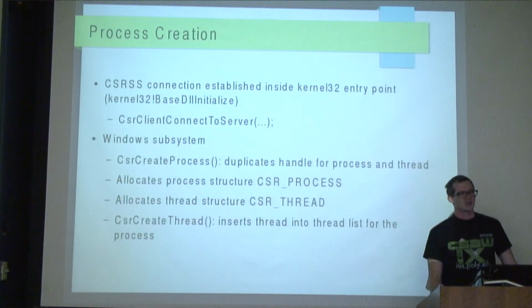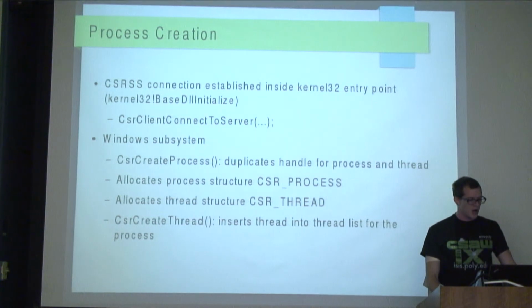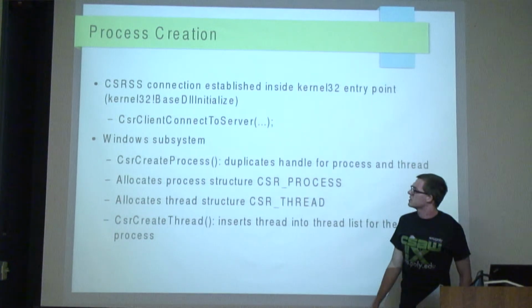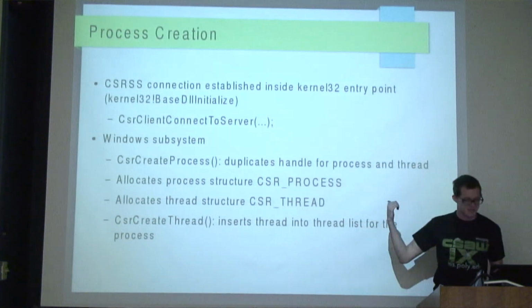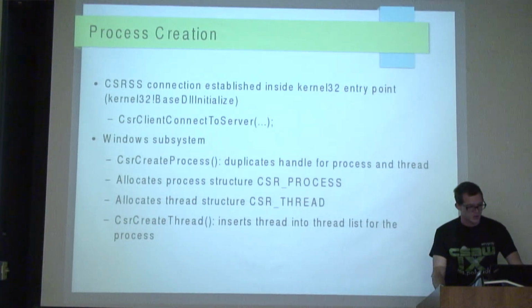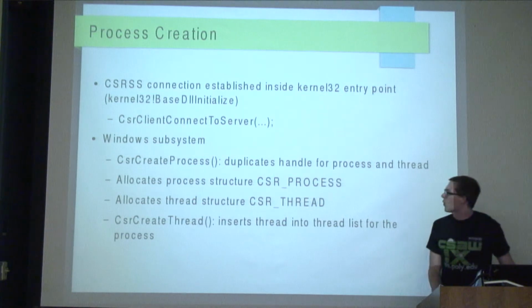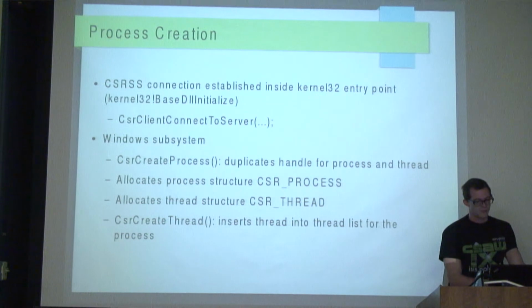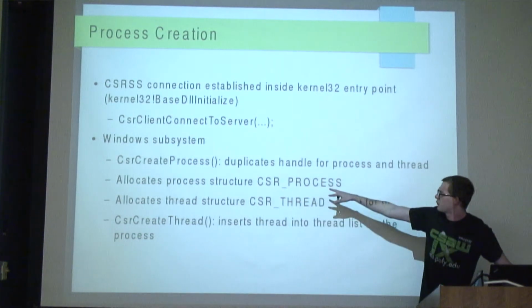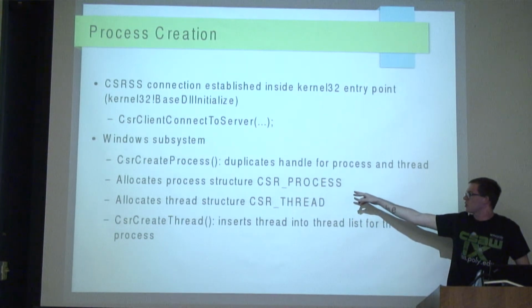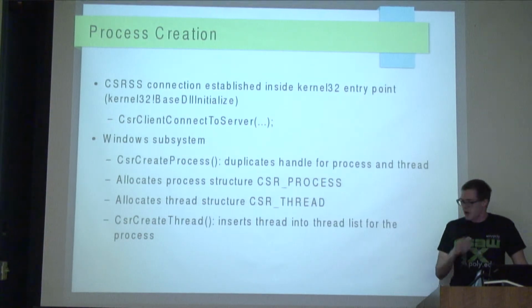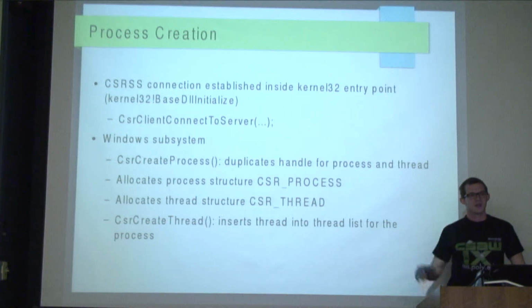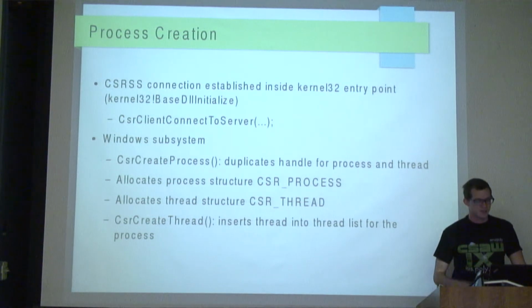So when you actually create a process on Windows, the first thing it needs to do is set up a connection with this subsystem, and it does that by issuing CSR client connect to server. Whenever the subsystem receives this request, it will first duplicate the handles for the process and thread. It will then allocate and fill in two structs, the CSR process and CSR thread. And from there, it's going to insert this into the list. So remember, this subsystem deals with managing these process creations, so it creates a list for them.